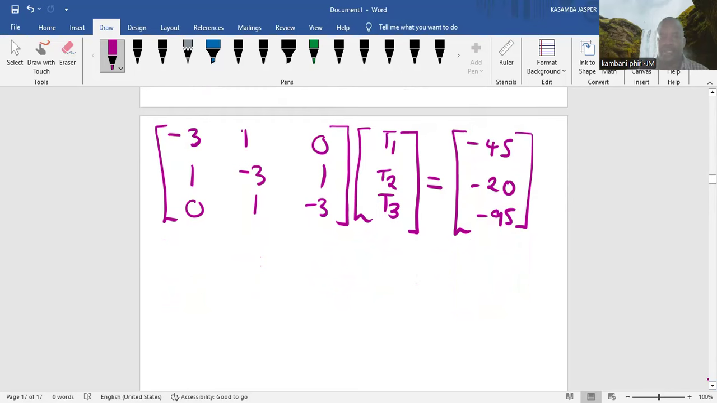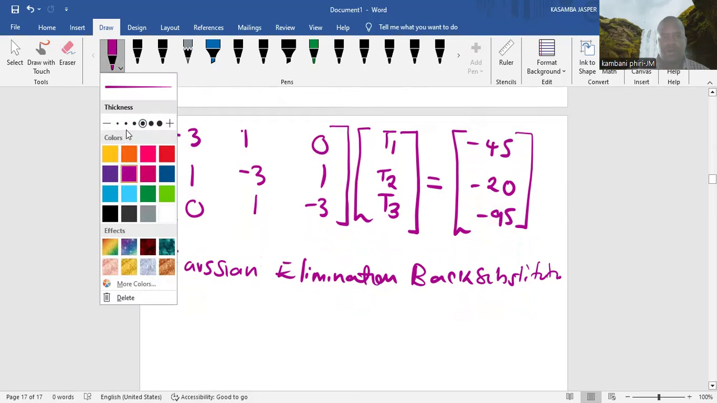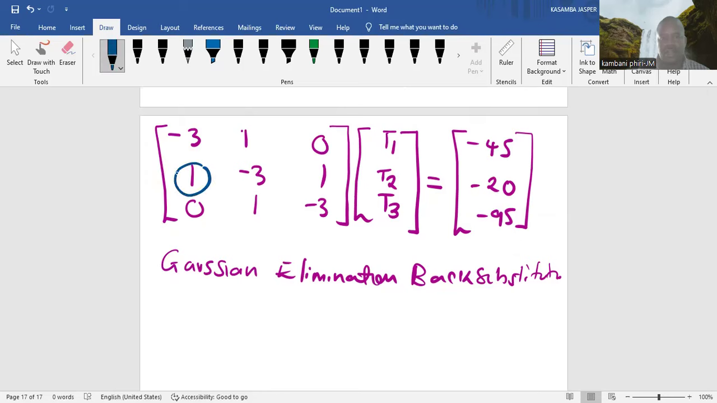But I can use the Gaussian elimination, back substitution. So when I use this, what do we mean? What we mean is that we need to produce zeros. I need to have a 0 here. Here it's already there. I need to have a 0 and a 0 there. All right? That's what we want.